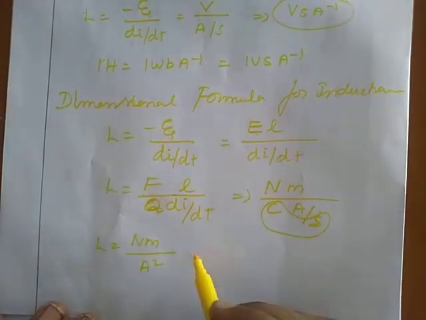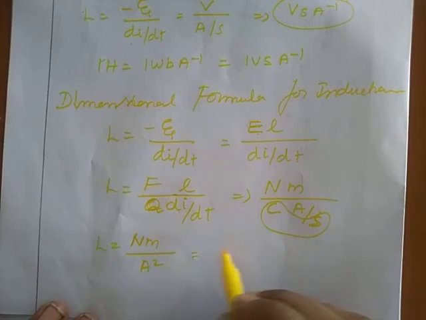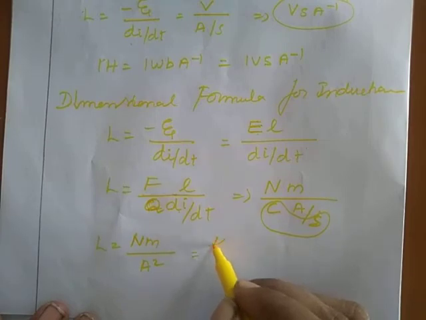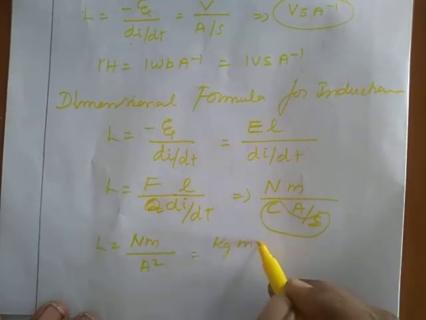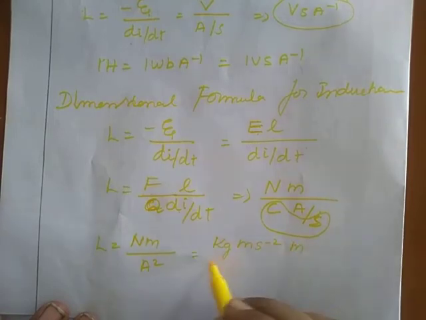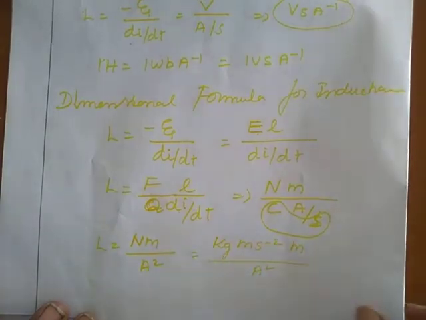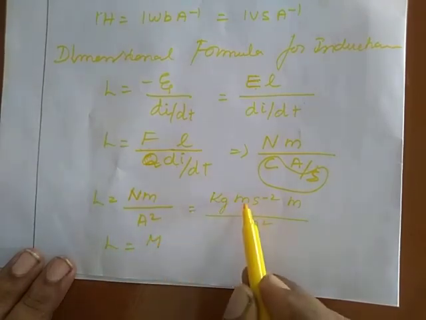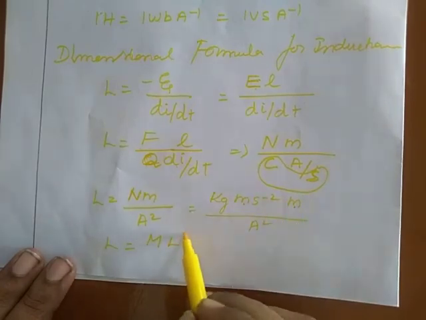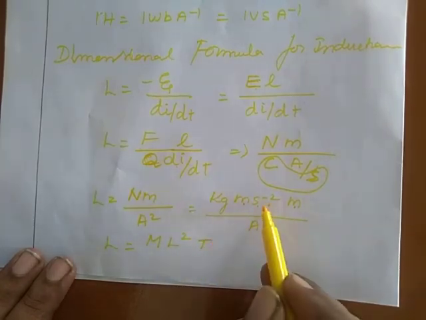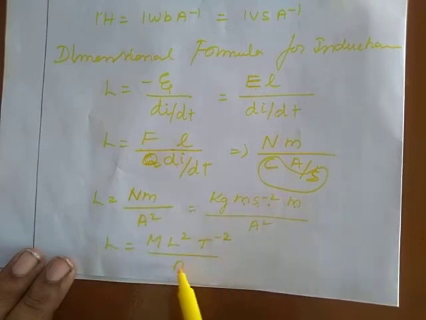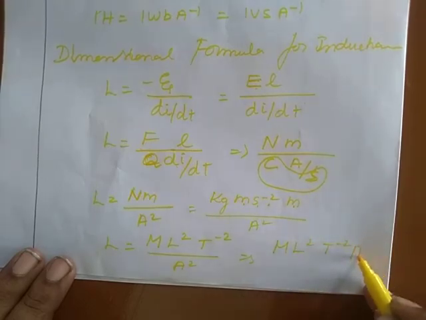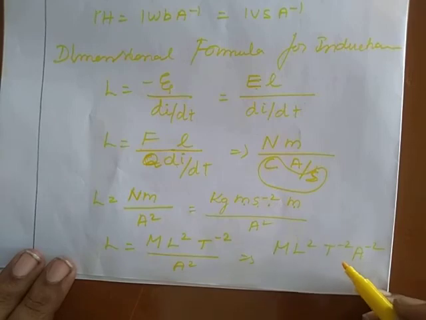Now write in dimensional form. First of all I write in unit. Newton can be written as kg m s power minus 2, into meter m, divided by ampere square. Then in dimensional form, L is equal to kg, that is M, meter square, that is L square, second square, that is T power minus 2, divided by A square. Solving this we get M L square T power minus 2 A power minus 2. This is the dimensional formula for inductance.